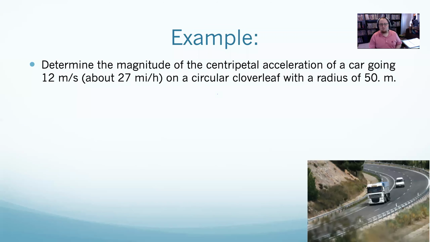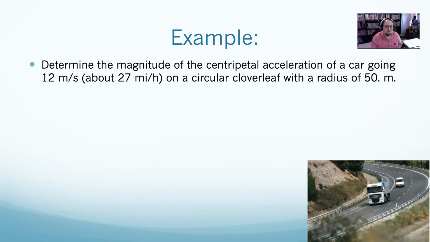Let's say you've got a car going around a clover leaf, and they're traveling at 12 meters per second, which is about 27 miles per hour. I should change this problem to be an interesting one. And you're going on a turn that has a radius of 50 meters. What's the centripetal acceleration?